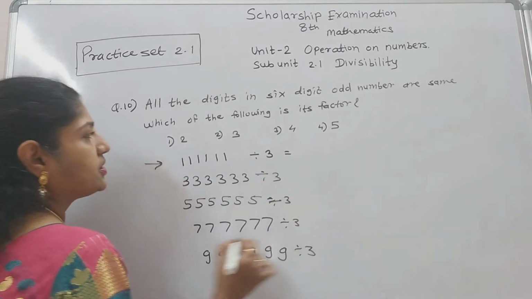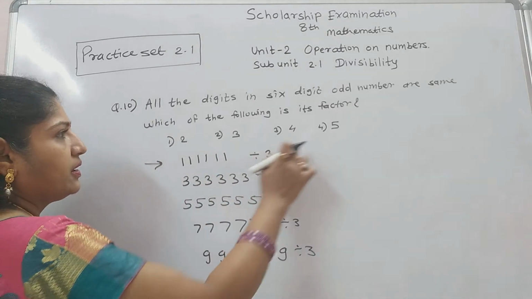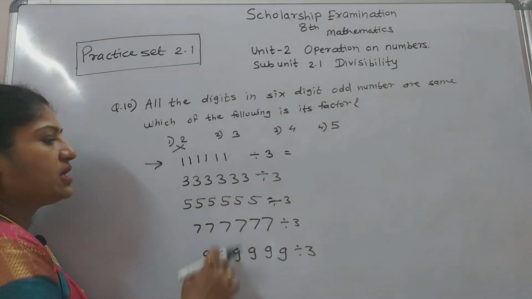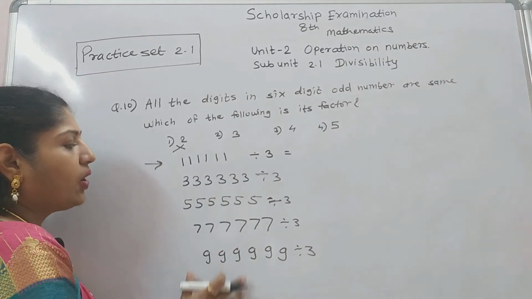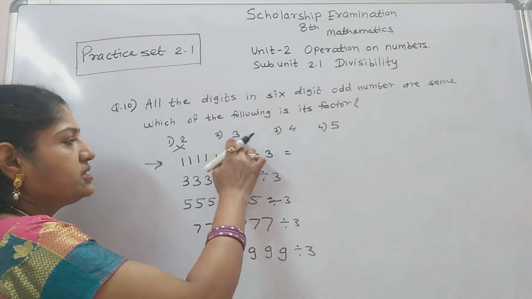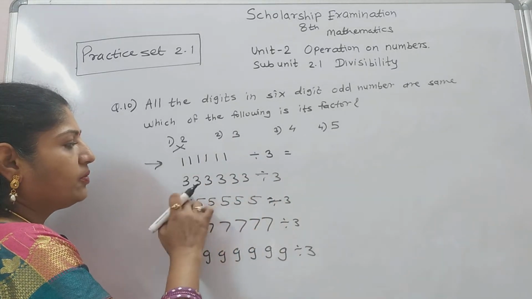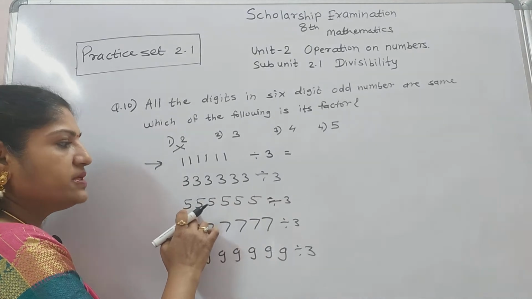Check out the answer. These numbers are not divisible by 2. These are all odd numbers. These numbers are all divisible by 3, because the sum of the digits is divisible by 3.